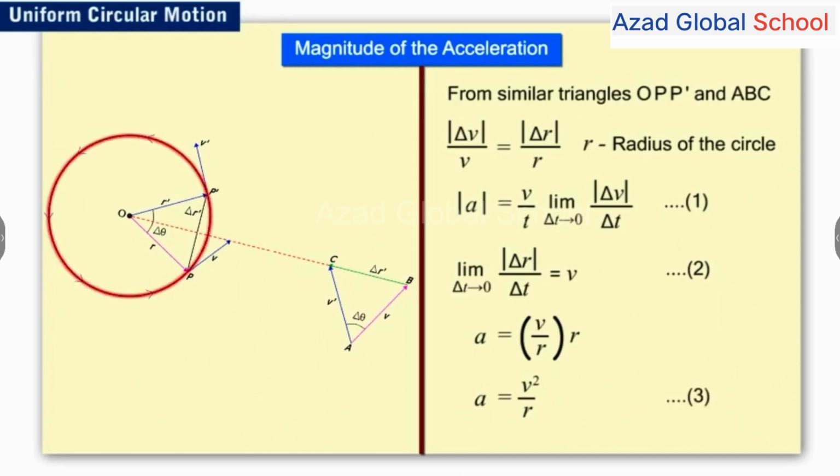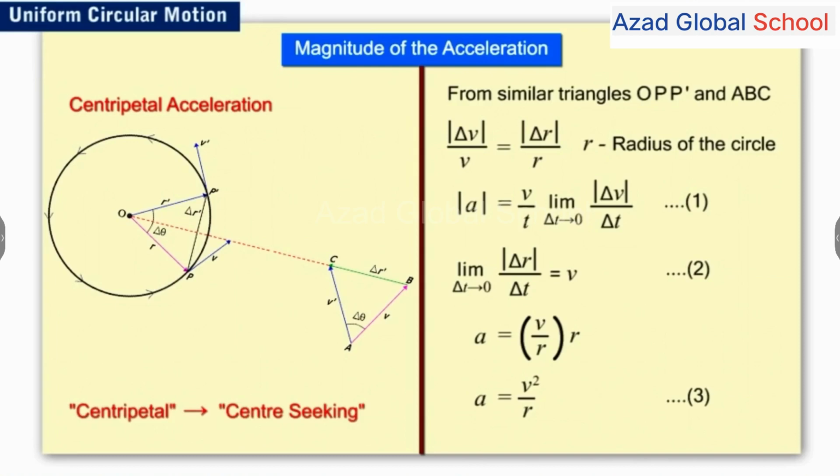The acceleration of a body moving with a constant speed v in a circle of radius r has a magnitude v square by r, and it is always directed towards the center of the circle. This acceleration is called centripetal acceleration. The word centripetal refers to center seeking.